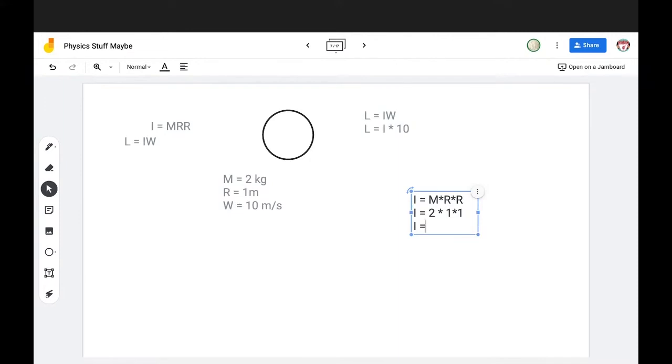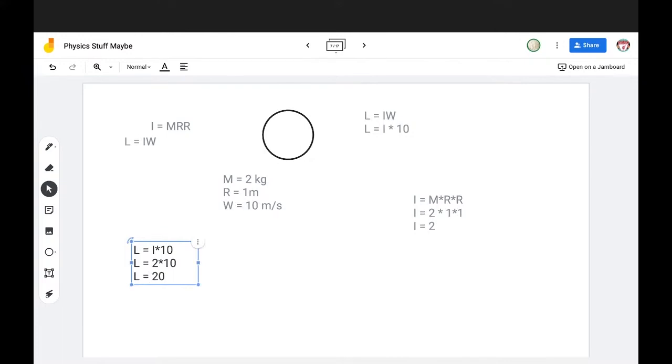So then we can go back here, actually. I'm gonna make this a little bigger for you. So now that we know that L is equal to I times 10, and now that we know what I is, we can just substitute I for the value that it is, so 2. So L equals 2 times 10, and that would be 20. And that would be your angular momentum in this scenario.